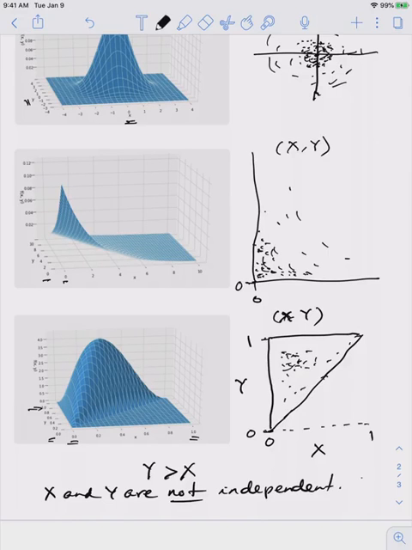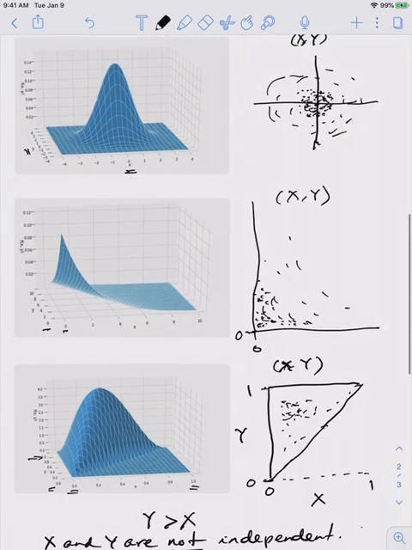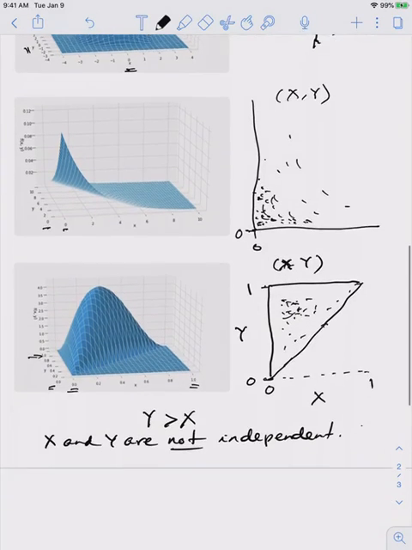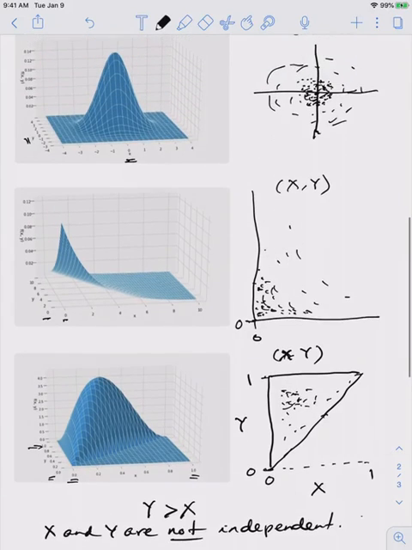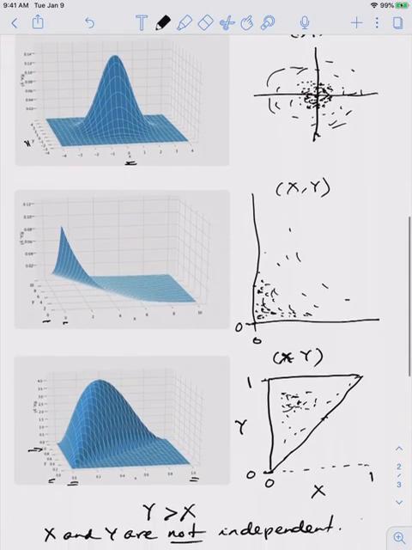In the top two figures, the possible values are rectangles. One is the entire plane, one is the positive quadrant, and you can't tell just by looking whether they're independent or not. There's a little calculation that has to be done, and we'll see that later. But if the possible values are not a rectangle, you know immediately that you do not have independence. So that much we can tell just by staring at the surface.